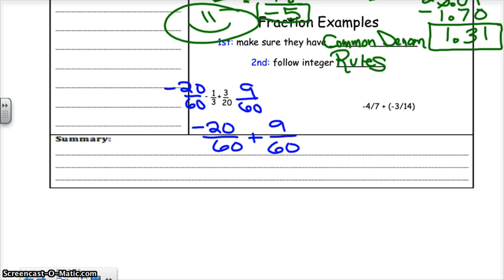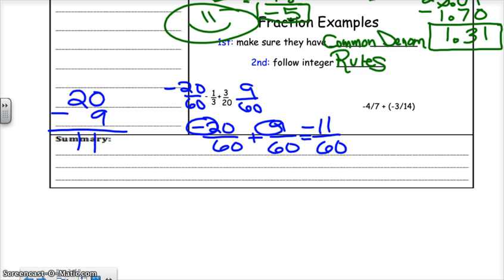Okay, Drew, are they the same or different signs? Different, negative 20 and a positive 9. So since they're different, I take their difference, 20 minus 9, 11. So this turns into 11 over 60. And then which one is furthest from 0, negative 20 or positive 9? Negative 20 is further away from 0, so this would be negative.